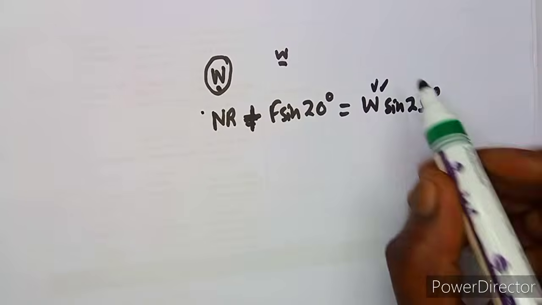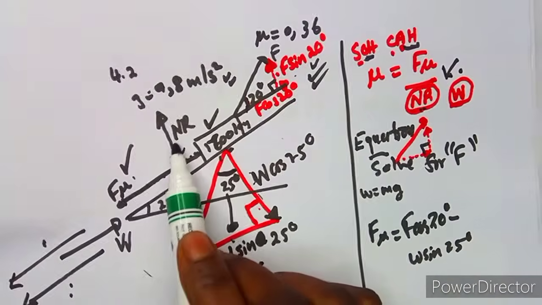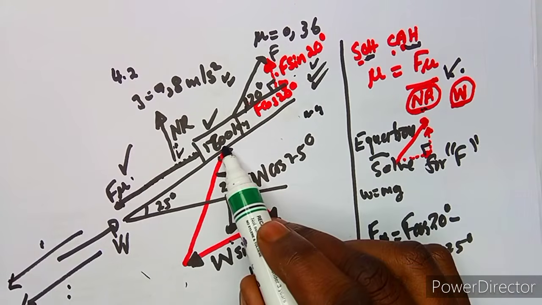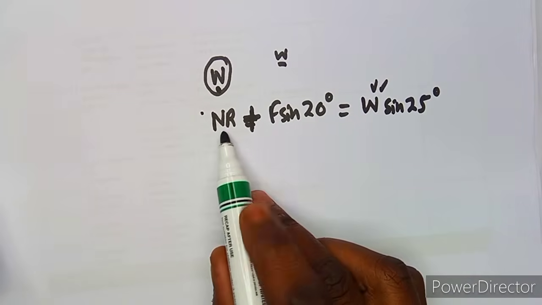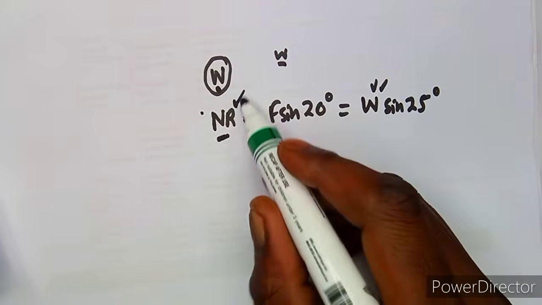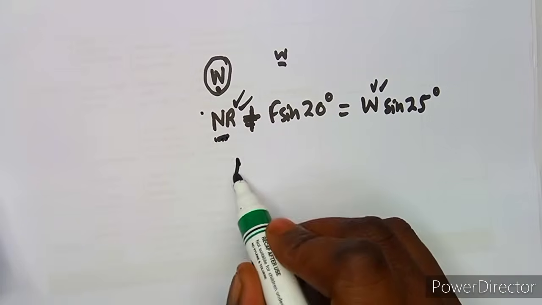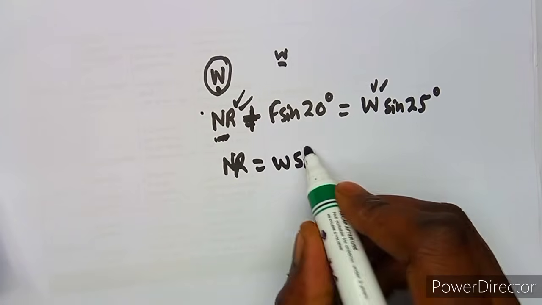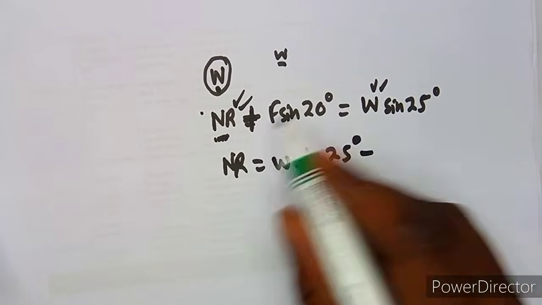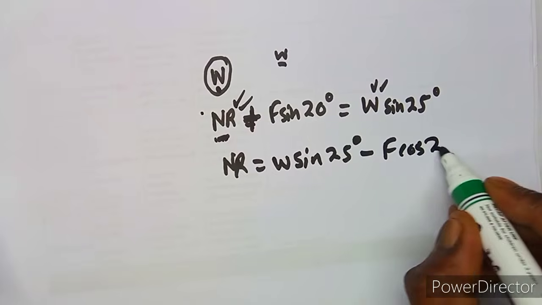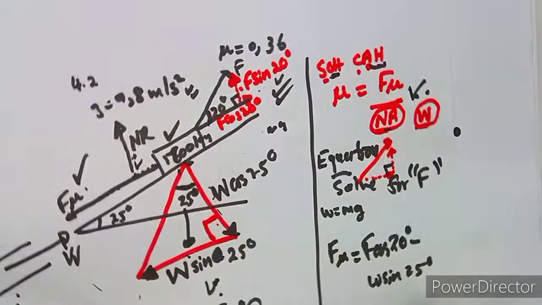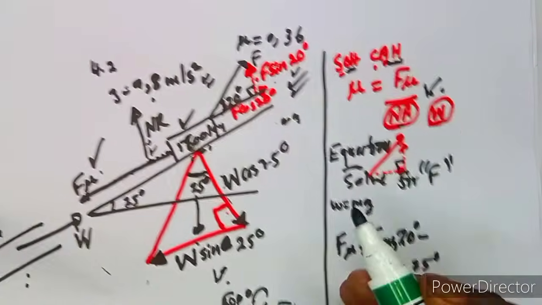But we know this W is not this one for normal. This one is the one for mg that you're going to take. So this one, just leave it like that. This is the one that you're going to calculate here. So you could have just, straight to the point, made this the subject. So anyways, let's just make our normal reaction the subject. So it's going to be W sine 25 degrees minus F cos 20 degrees like this. So that's what you're going to have, and this is mg. So you can substitute our mass and our gravitational acceleration.